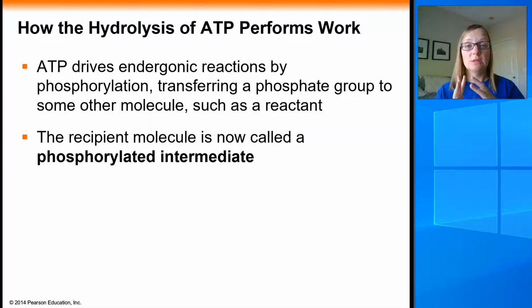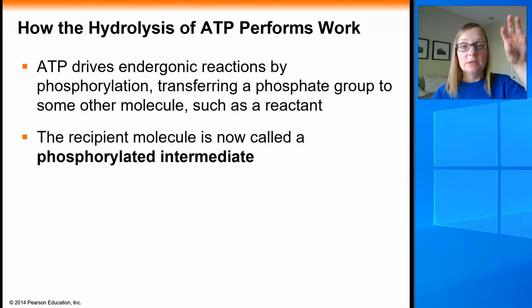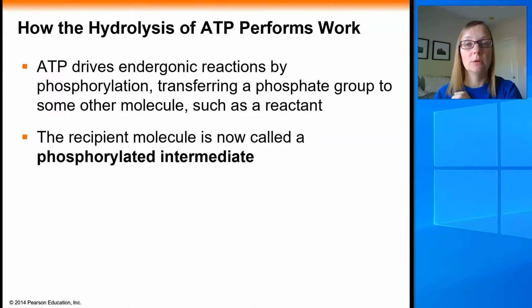So let's talk then about how ATP drives chemical work. Physically, how does this happen? ATP drives endergonic reactions through a process called phosphorylation. Phosphorylation literally means transferring a phosphate group, that phosphorus atom with the oxygens. We talked about the phosphate group earlier: taking that phosphate group from one molecule and transferring it to another molecule. Typically, it gets transferred to one of the reactants of the endergonic reaction.